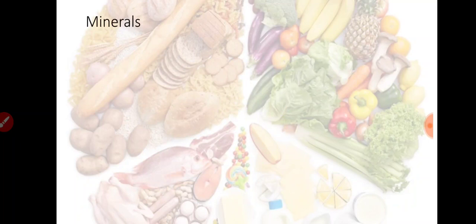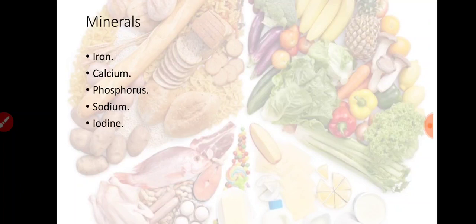Let us talk about the minerals. Minerals are elements that are required by the body in a very small amount. They are needed in a very small quantity, but they are very essential. They protect as well as maintain different metabolisms of the body. The important minerals required by the body are iron, calcium, phosphorus, sodium, iodine, fluoride, and chloride.